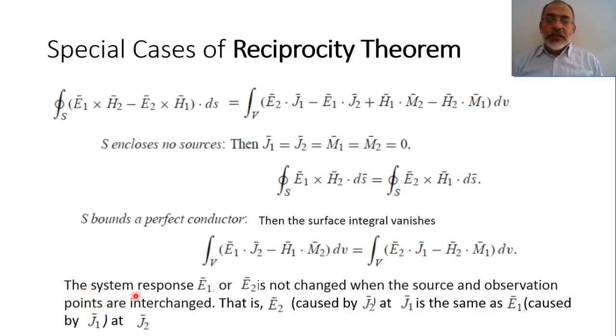Which means that the system response E1 or E2 is not changing when the source and observation point are interchanged. So, if I interchange the position of the sources, the fields would be the same. That is, E2 caused by J2 at J1 is the same as E1 caused by J1 at J2.